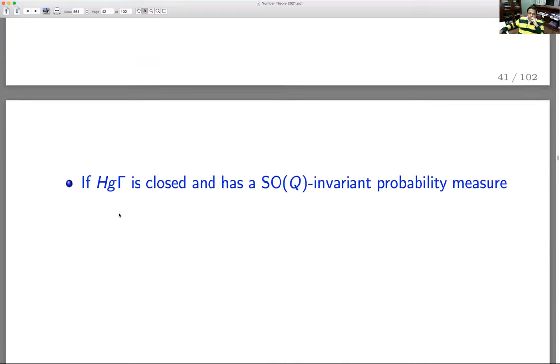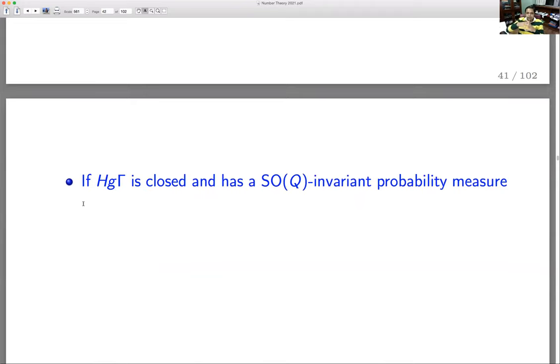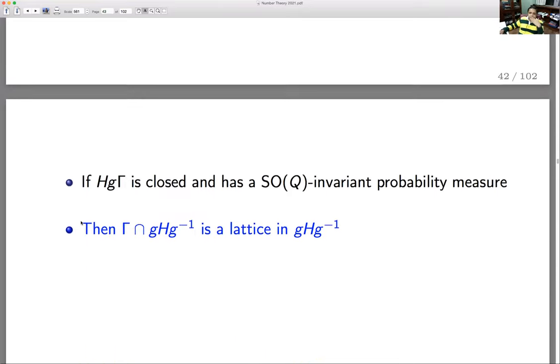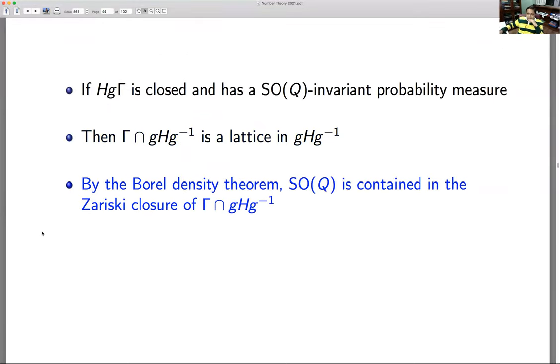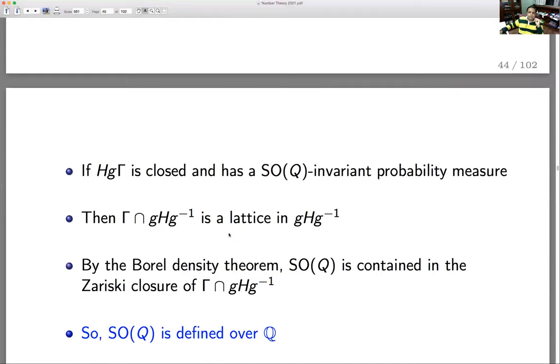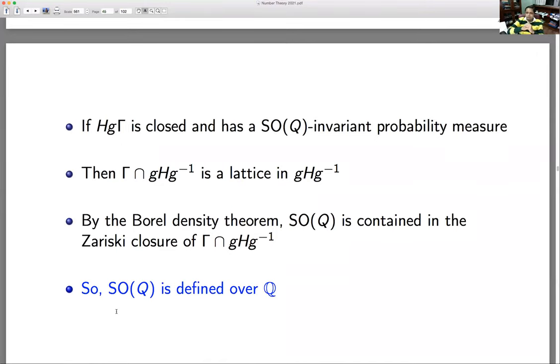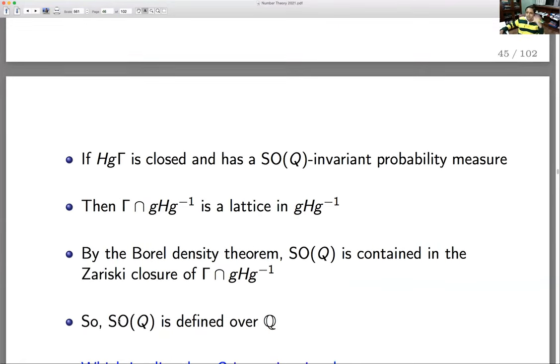The other alternative, namely if the orbit is closed and carries an H-invariant probability measure, is also easy to understand. In this case, it's a fact that gamma intersected with G H G inverse, the conjugate of H by G, is a lattice in G H G inverse. Okay, so it's a discrete subgroup with finite covolume. All right. And there's a very nice theorem called the Borel density theorem, which then tells us that the stabilizer of the orthogonal form, or the quadratic form, is then contained in the Zariski closure of this lattice, which means that the stabilizer of the quadratic form would have to be an algebraic group defined over the rational numbers, which is impossible if the quadratic form was an irrational form.